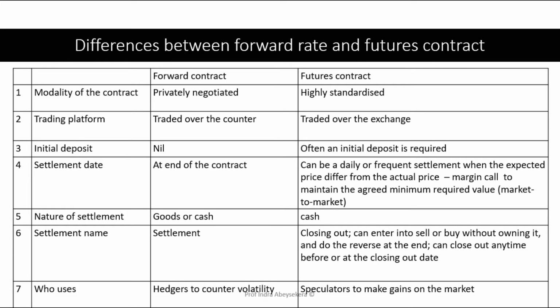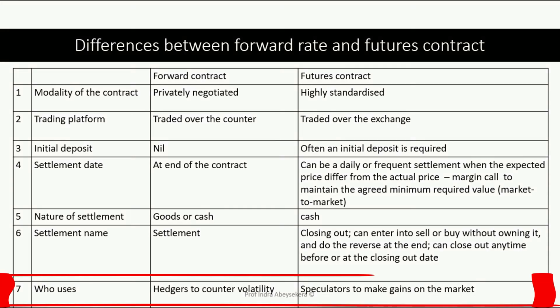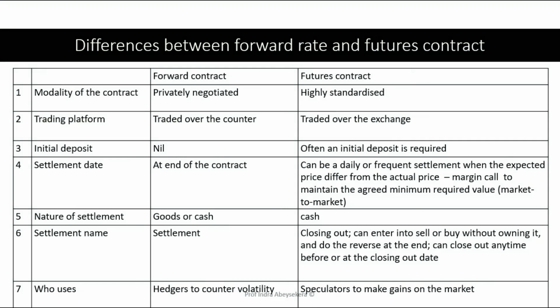Who uses the forward contracts? The forward contracts are used by the hedgers or firms to counter volatility, whereas futures contracts are often used by speculators to make gains on the market.